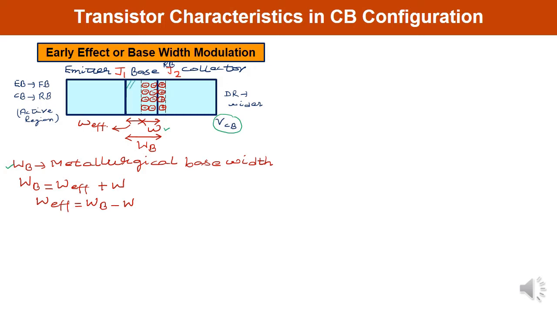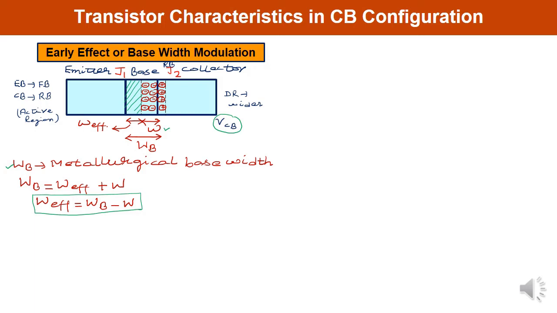What do you mean by this W effective? This is the only region where recombination will take place. So from this diagram, you can write down WB is W effective plus W. So from here you can write W effective is nothing but WB minus W.